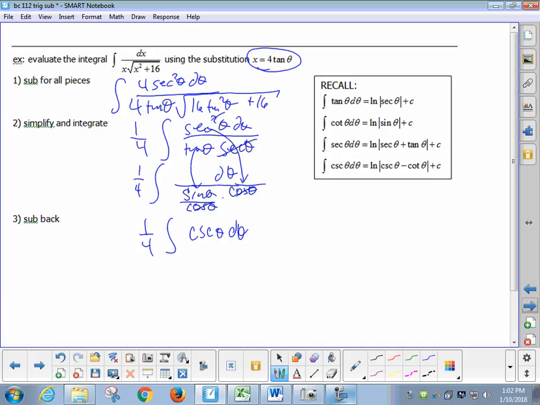Okay, when I was preparing this lesson yesterday, I couldn't remember the antiderivative of that. I am embarrassed to say. So I figured you might be the same, so I put them over here. It is natural log of cosecant theta minus cotangent theta, plus c, and then we sub that.